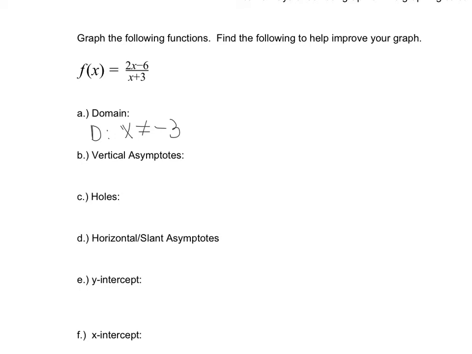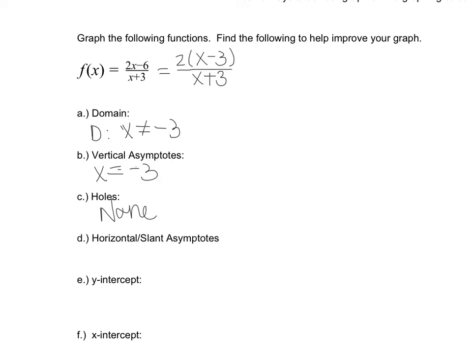But first, let's go ahead and factor our numerator, to make sure that the vertical asymptote isn't a hole. If I factor my numerator, there's a GCF of 2 I can factor out. So I have 2 times x minus 3 in parentheses, all over x plus 3. Since no common factor cancels out, I do have a vertical asymptote at x equals -3, and there are no holes because there's no common factor that cancels out.